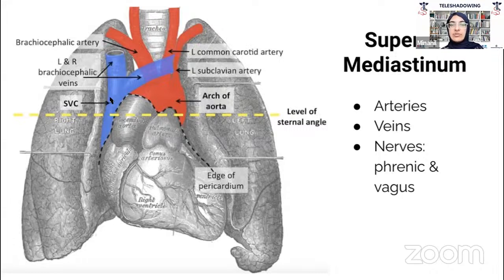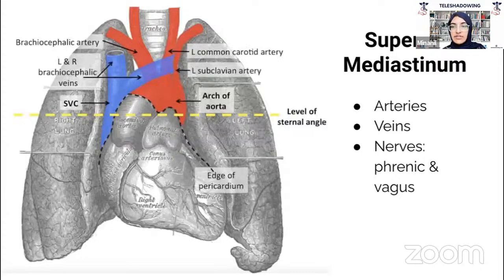And then the branches of the superior vena cava include the right brachiocephalic vein. Here's the right brachiocephalic vein, which branches to the right subclavian vein and the right internal jugular vein. And the left brachiocephalic vein, which is longer because it has to cross over to the left here, right? So the left brachiocephalic vein crosses to the left, and then it branches over to the left subclavian vein and the left internal jugular vein.